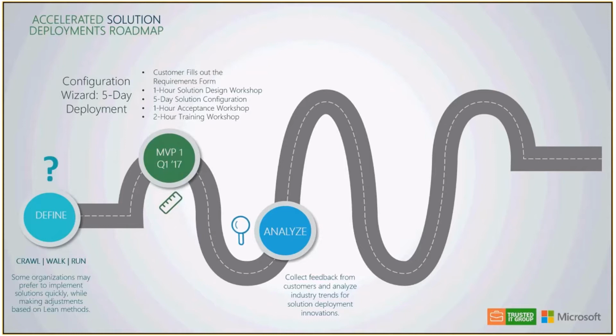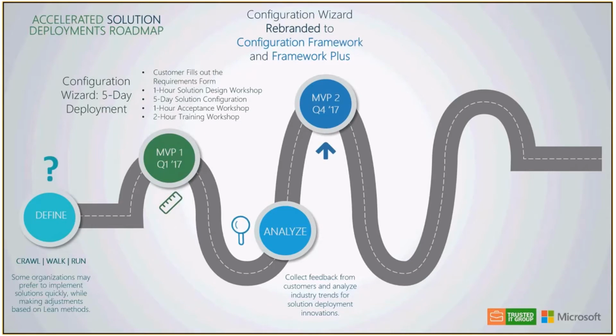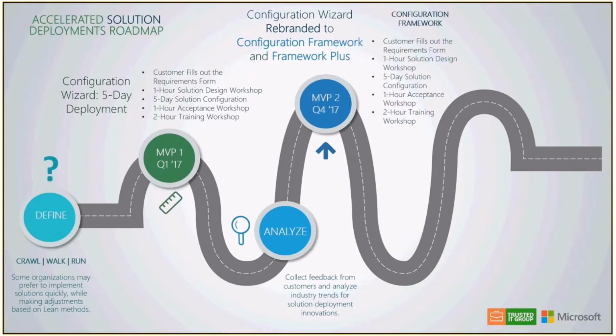What we realized was that while this was good and providing value, there were other areas that customers found value in. So at the very end of Q4 of 2017, which was just at the end of December, we did a rebranding. We took away the name Configuration Wizard, and it turned into Configuration Framework. And then we also included Framework Plus. So MVP2 included the Configuration Framework, which is the very same solution as the Configuration Wizard 5-day deployment MVP1 was.